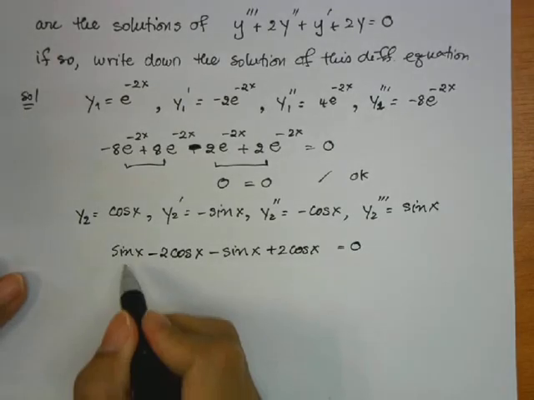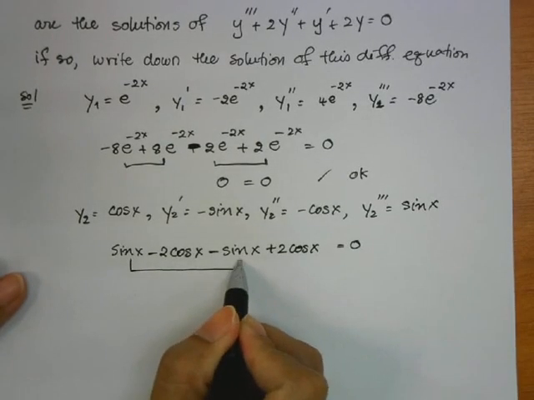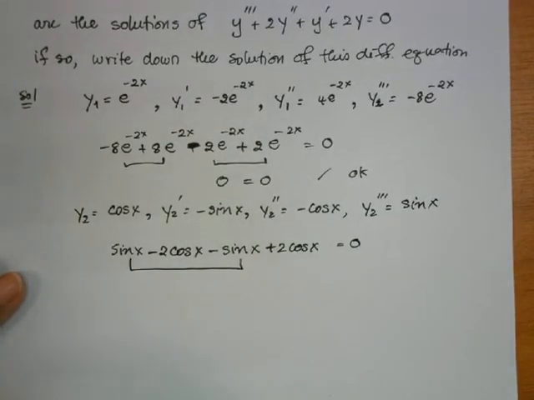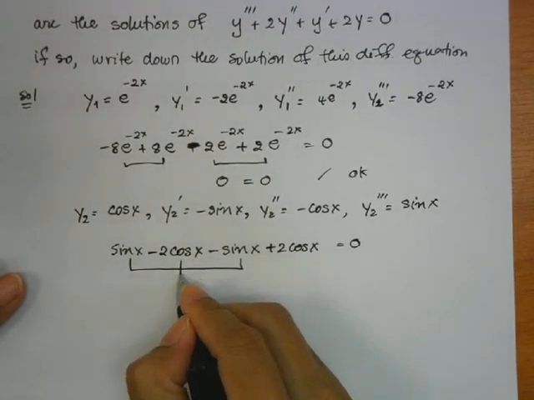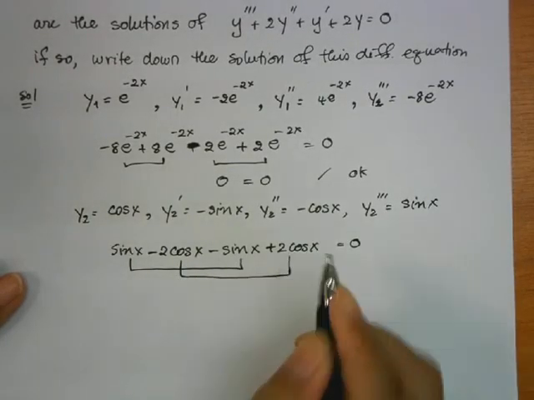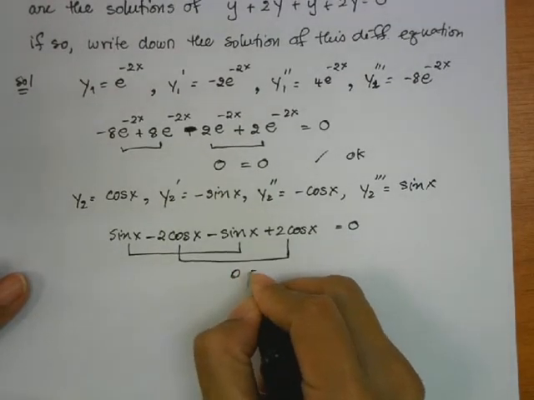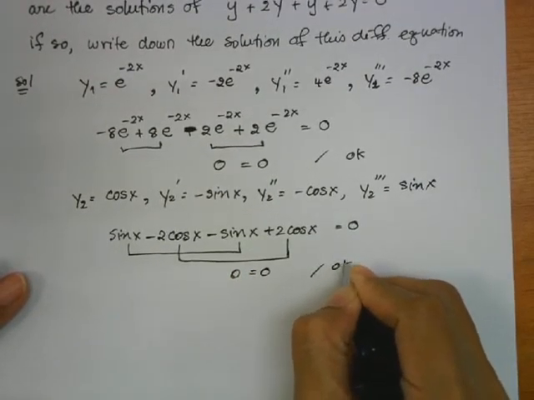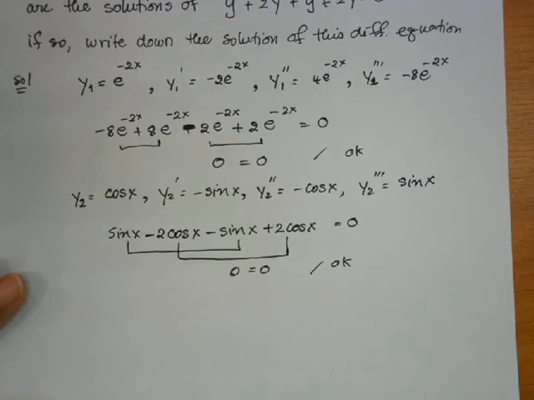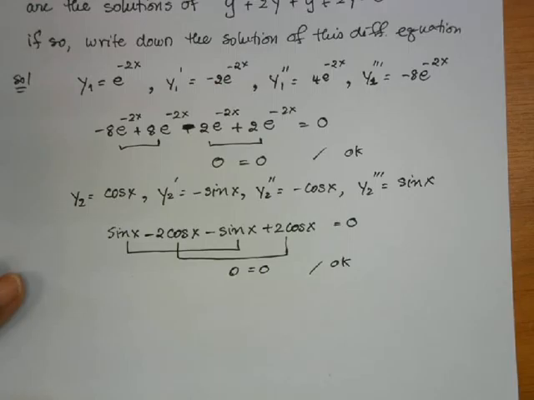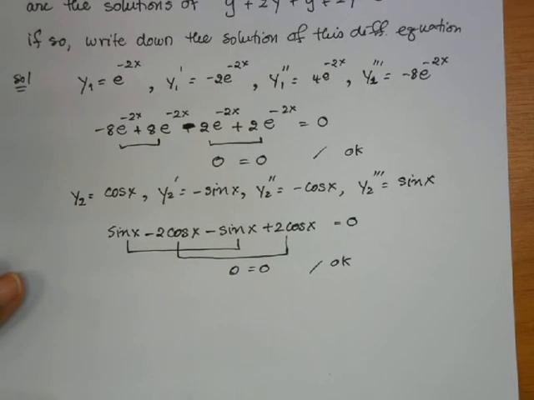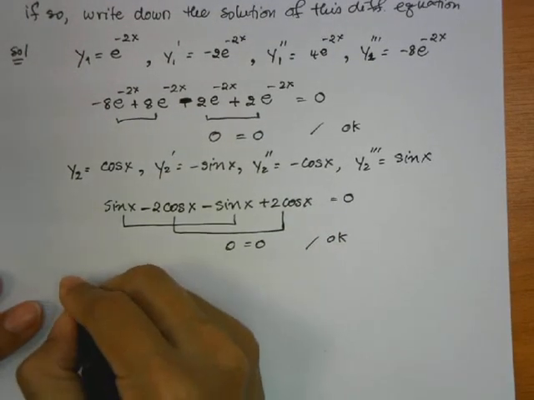So you have sin x here and there, they cancel out. And you have minus 2 cos x here and there, they cancel out. So you would get 0, which means y2 is also a solution of this differential equation because it satisfies it. Now we check y3.